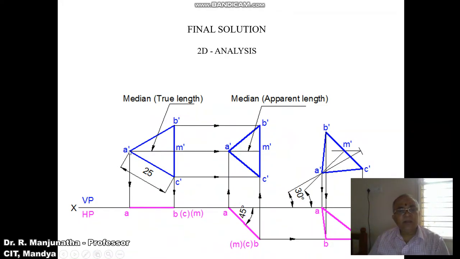So you take the true length, which is the first position front view. With A dash as center, measure the radius of A dash M dash. With A dash as center, cut an arc on that 30 degree line, and you draw a locus. Similarly, you measure the distance from A dash to M dash in the second position front view, because this is the apparent length. With A dash as center, cut on the locus line, and you are going to get this point, and you mark this point as M dash, and then join A dash and M dash.